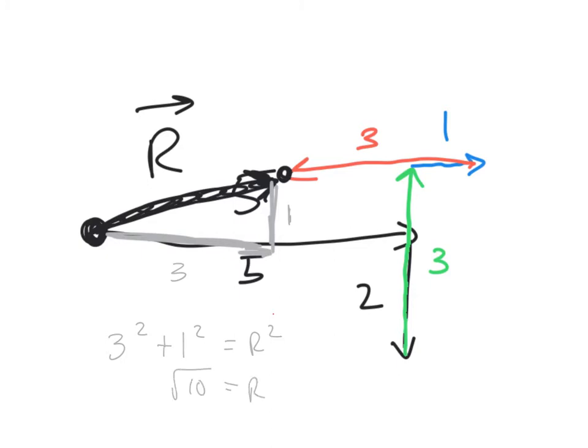So r should give you the square root of 10. That's what you should get for r. Right? That's pretty easy. 9 plus 1 gives you 10. And the angle?